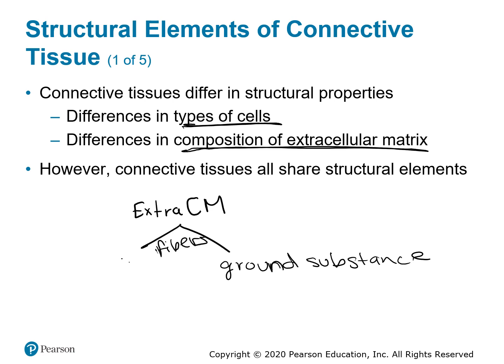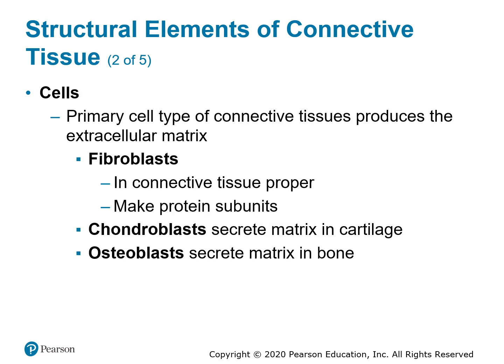But all connective tissues share mainly the same structural elements. Those structural elements include, first off, cells. Different types of connective tissues will have different types of cells. One of the main types are fibroblasts. We also have fibrocytes.